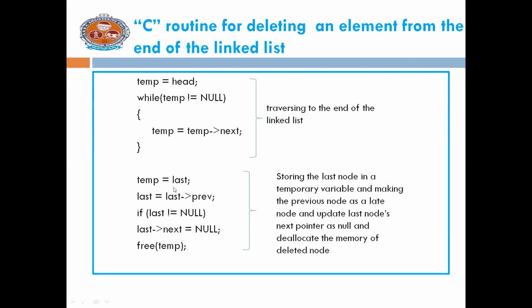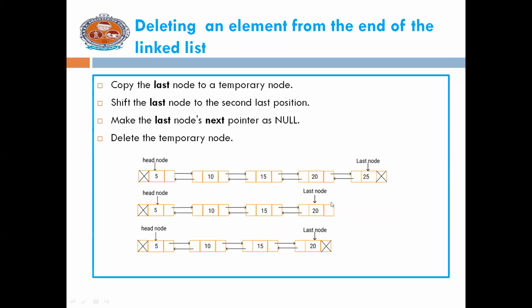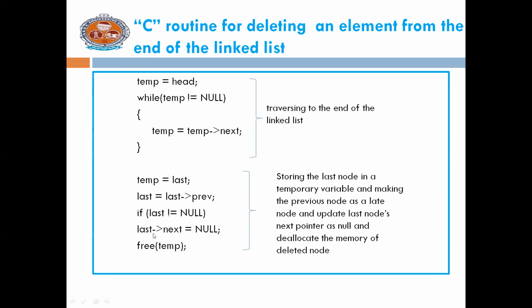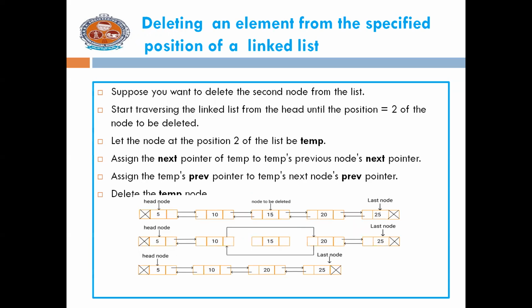I am storing the last node in a temporary variable, and I am making the last node's previous node the last. As we have discussed in the previous slide, the last node's previous will be indicated as last, and if it is not equal to null, as in the previous example where last node's next is not equal to null, we have to make last of next equal to null. At last, free temp. That means we are deallocating the memory.